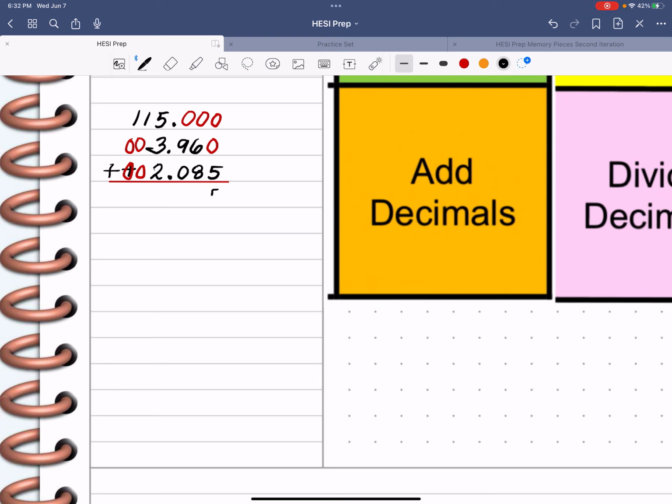So we have a 5, 14, 10, that's 8, 9, 10, 11, and then 1. Again, on a test, I would use a calculator, and I am going to actually check myself with the calculator if I can find my calculator. There it is. It's buried under a stack of stuff. So 115 plus 3 and 96 hundredths plus 2 and 85 thousandths. And yes, that is the correct answer.